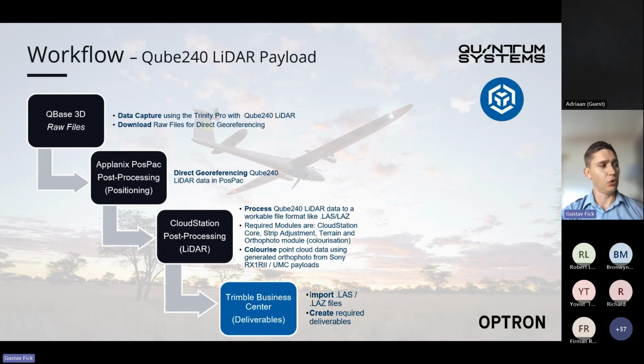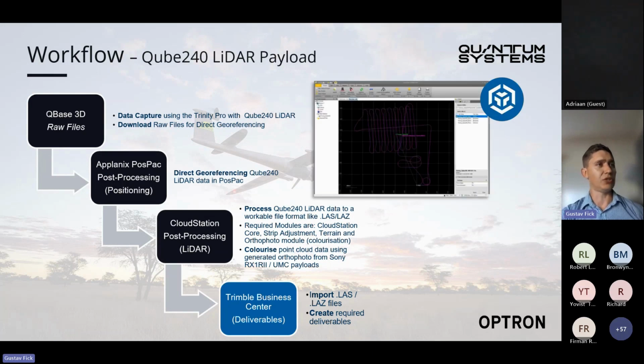Then from there you will move over to the CloudStation post-processing software, and this is where you would use that software package to get a georeferenced point cloud. You will also do your colorization using a previously generated orthophoto, but that's basically just a step to get it to a workable LAS file format. Once that is done, you can seamlessly import that LAS file into Trimble Business Center.